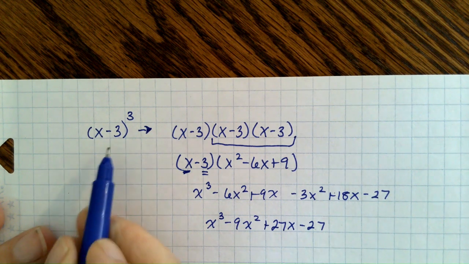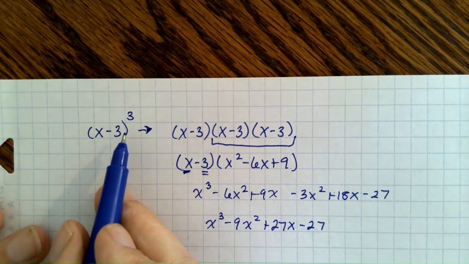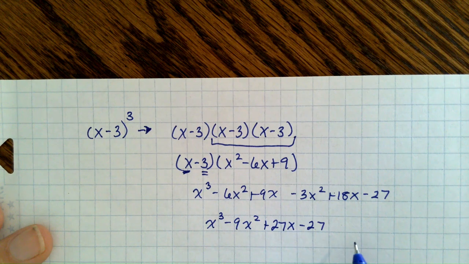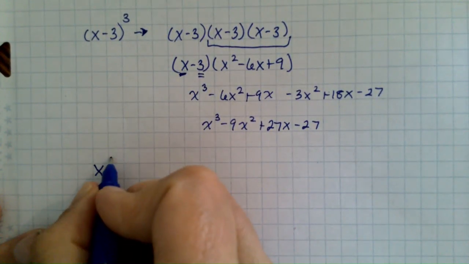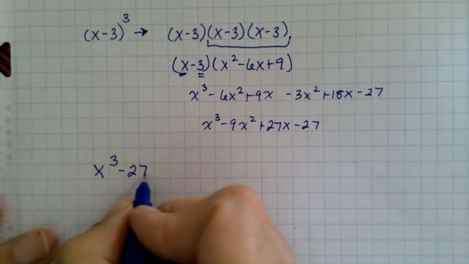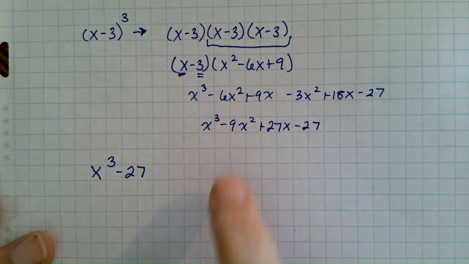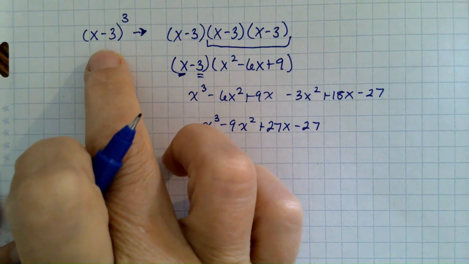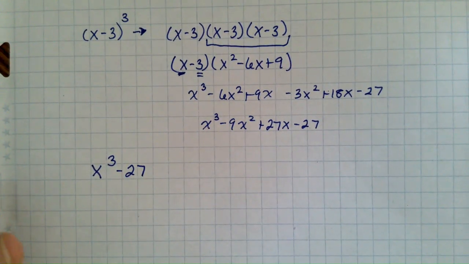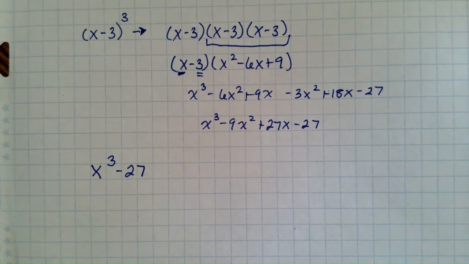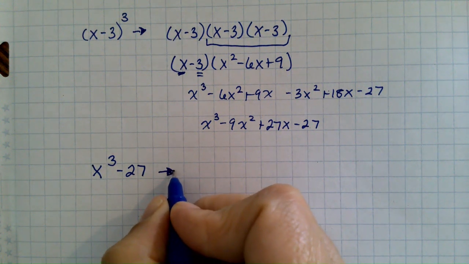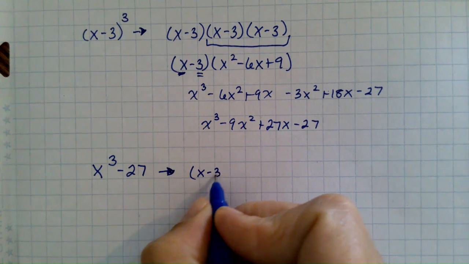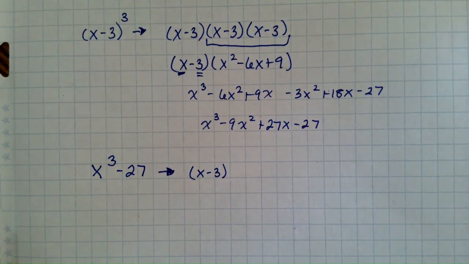So you can see that when I take x minus 3 and raise it to the third power, I get a very long polynomial. So when I'm told to factor x cubed minus 27, I can't just get this answer. So we do have to learn about factoring it. I will agree that one of the factors is x minus 3, but the other factor is quite complicated.